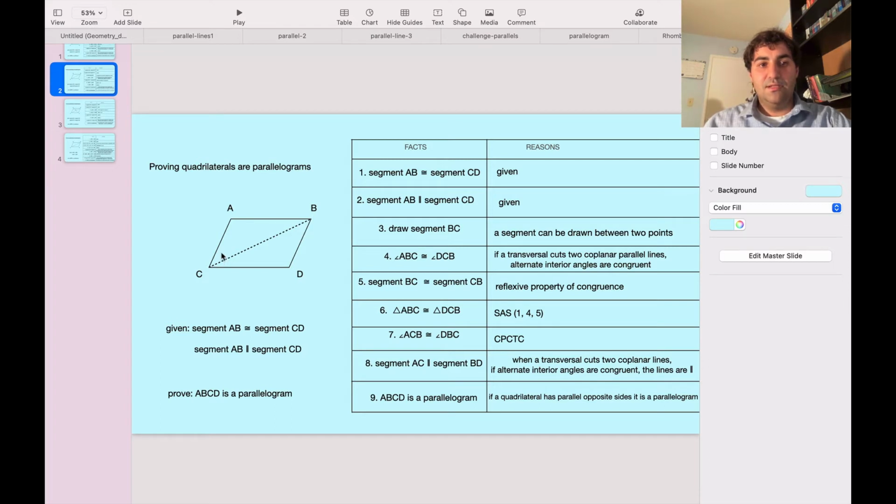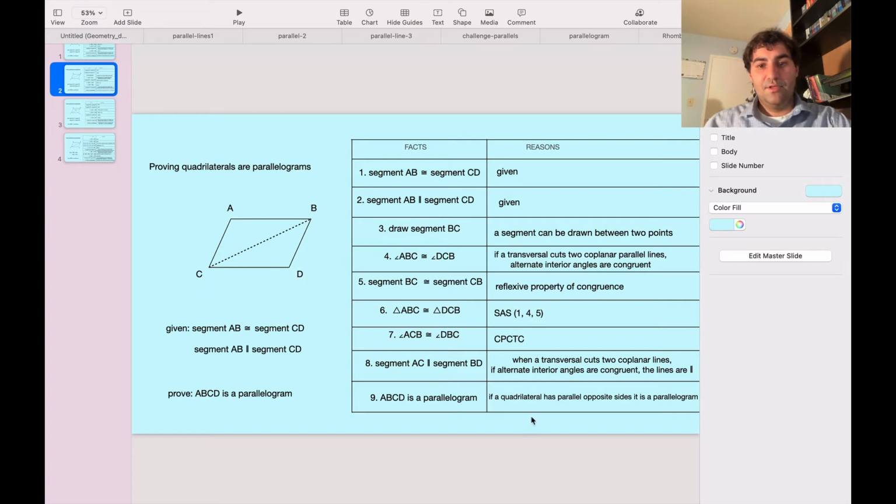And these are alternate interior angles with segment BC, because they're both between the side AC and the side BD. They're in the interior region, and the angles are on opposite sides of the transversal. So you can use this: when a transversal cuts two coplanar lines, if alternate interior angles are congruent, then the lines are parallel. So we've just proved that segment AC is parallel to segment BD.